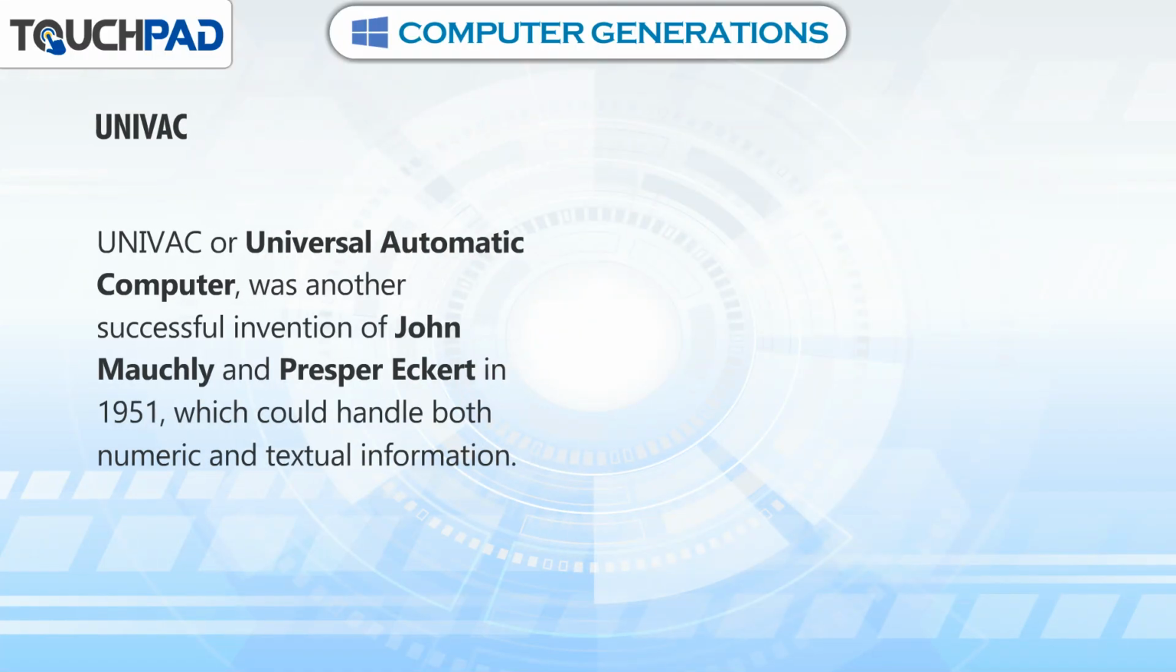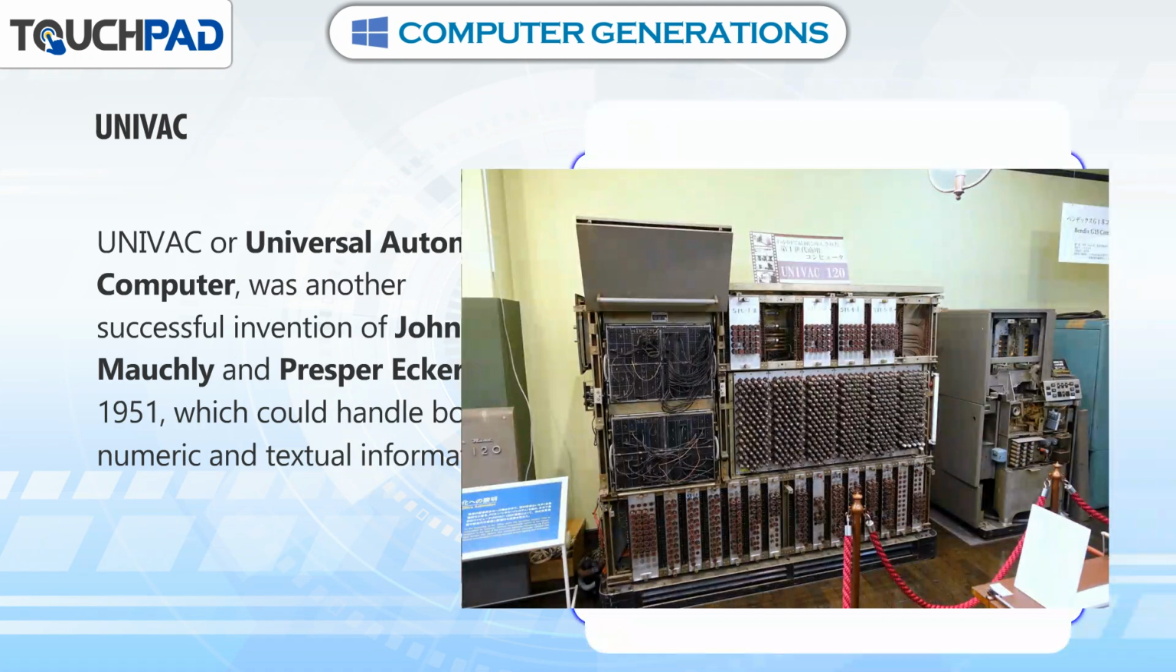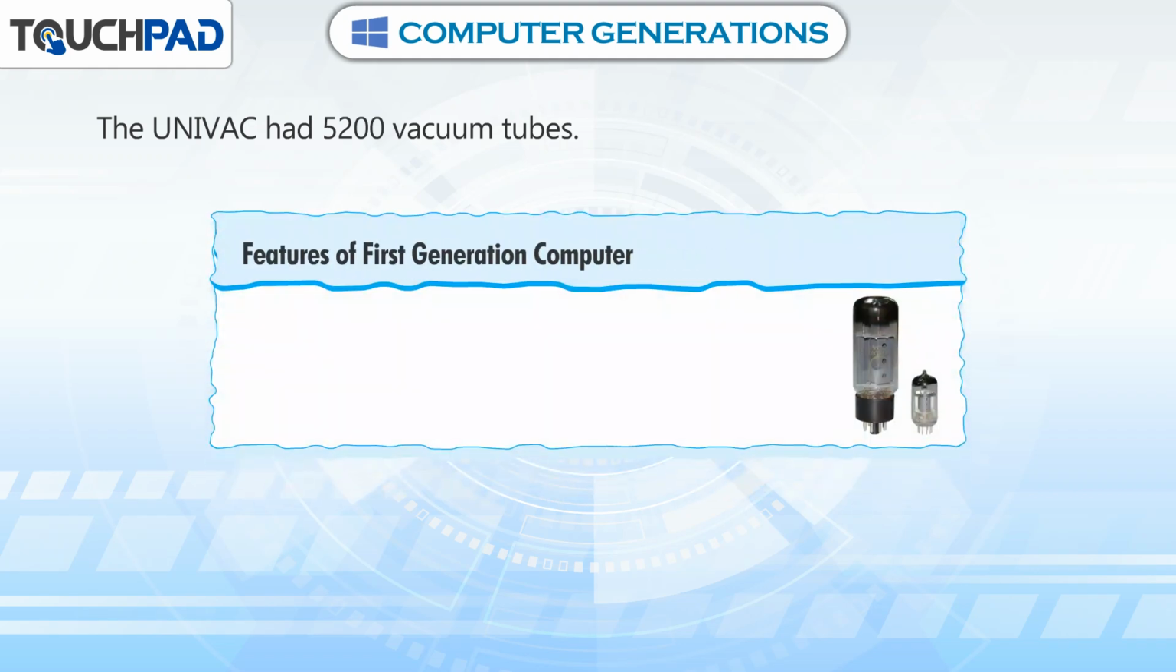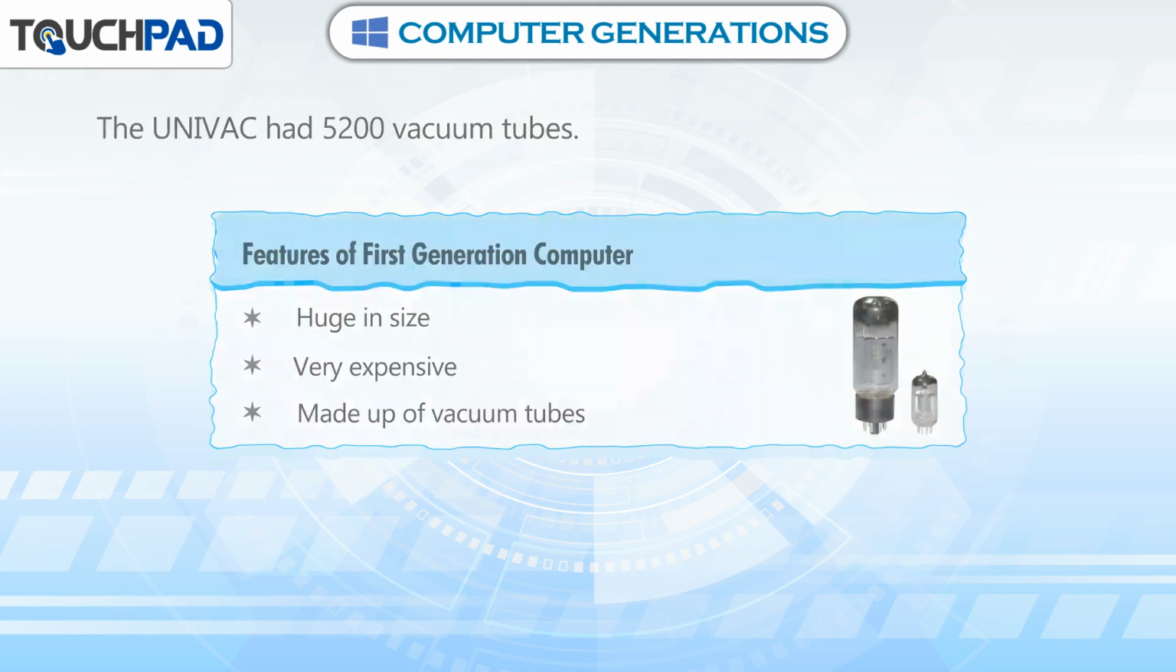UNIVAC. UNIVAC, or Universal Automatic Computer, was another successful invention of John Mauchly and Presper Eckert in 1951, which could handle both numeric and textual information. The UNIVAC has 5,200 vacuum tubes. Features of first generation computer: huge in size, very expensive, made up of vacuum tubes.